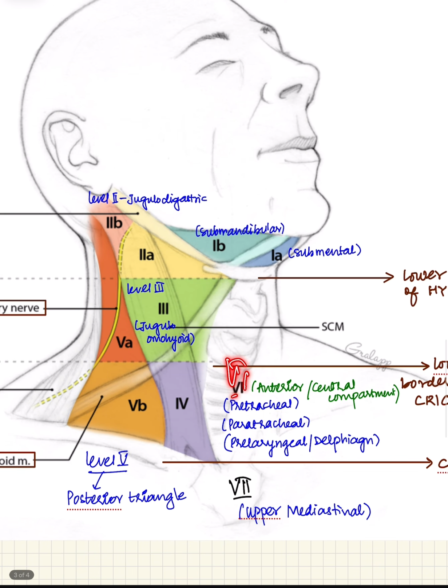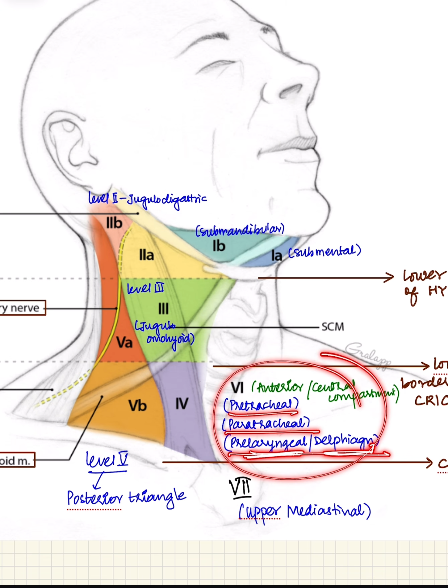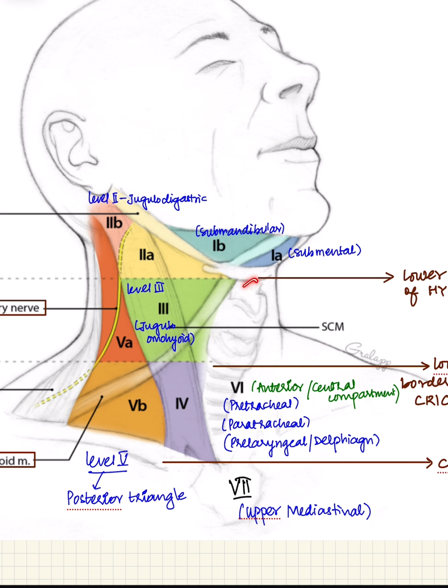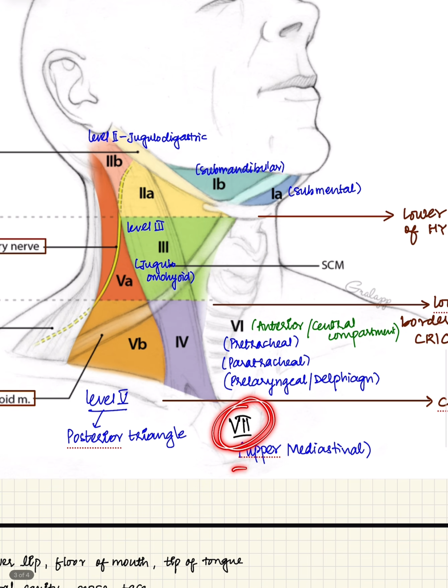Now, group number 6, which is also known as the anterior or the central compartment lymph nodes. It drains the central compartment, which includes trachea and parts of larynx, along with the thyroid cartilage. So pretracheal, paratracheal, prelaryngeal. Prelaryngeal is also known as the Delphian group of lymph nodes, which drain all of these. So remember, any malignancy associated with thyroid or larynx would be affecting group number 6. So we need to remove group number 6 lymph nodes in these cancers. Group number 7 is also known as upper mediastinal.